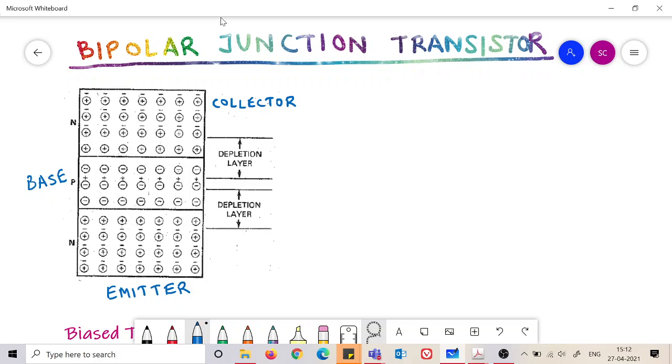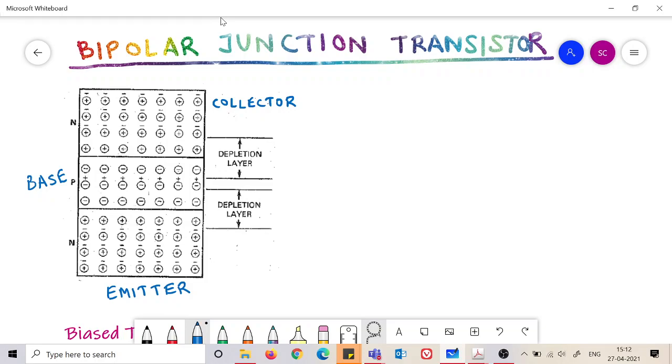In the transistor, the widths here are not to scale. So you should remember collector has the maximum width, medium doping, base has the thinnest width and the lightest doping, emitter has intermediate width and maximum doping. So this is the case.